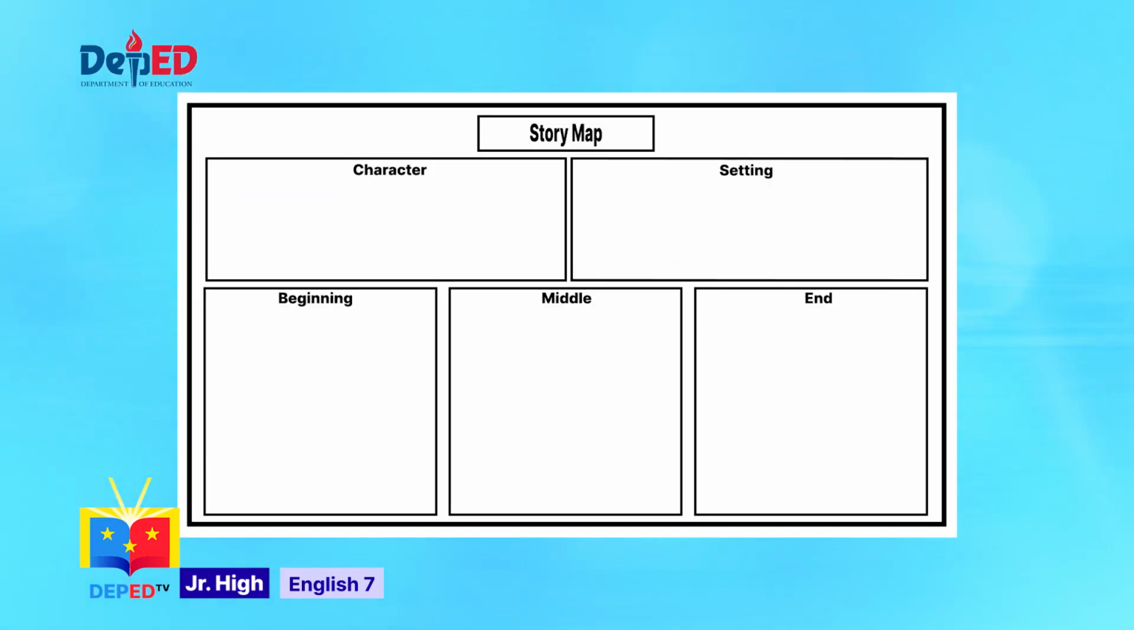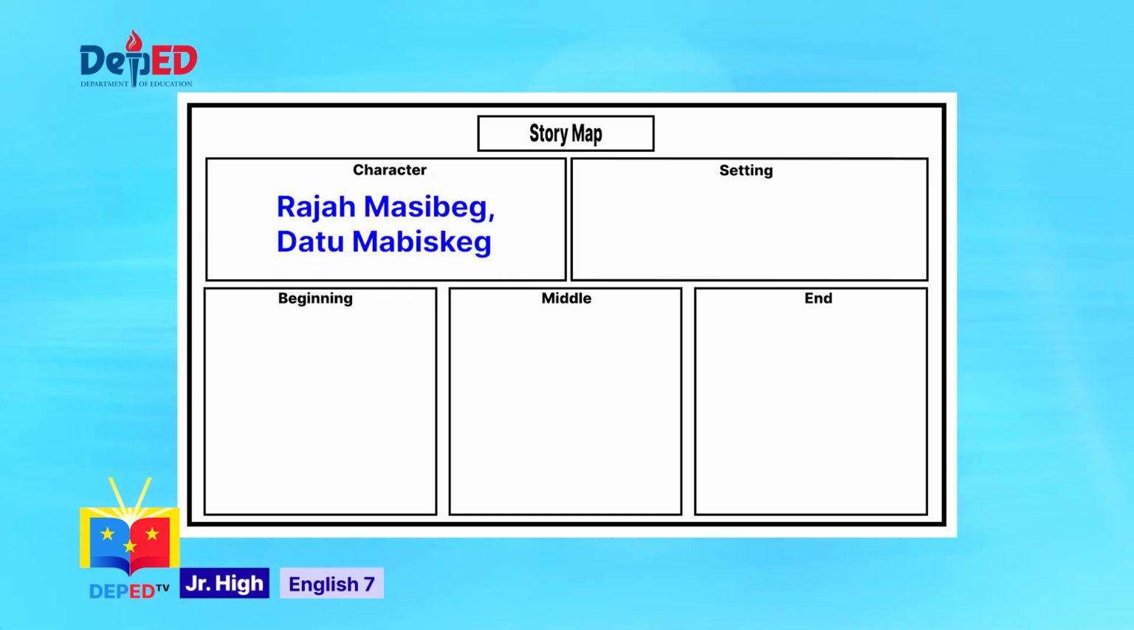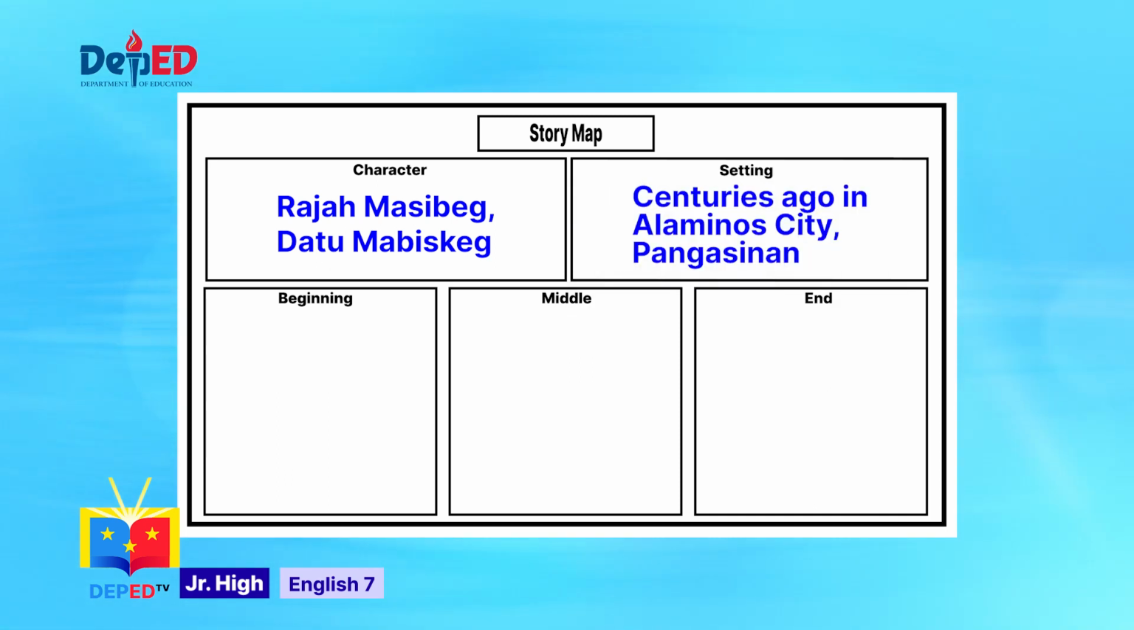Now, let us use the story map to summarize the text. Here are the possible answers. The characters in the text are Raja Masibag and Datu Mabiskag. For the setting, the place is Alaminos City, Pangasinan, and the time is centuries ago. Here are the possible contents of your beginning, middle, and end.